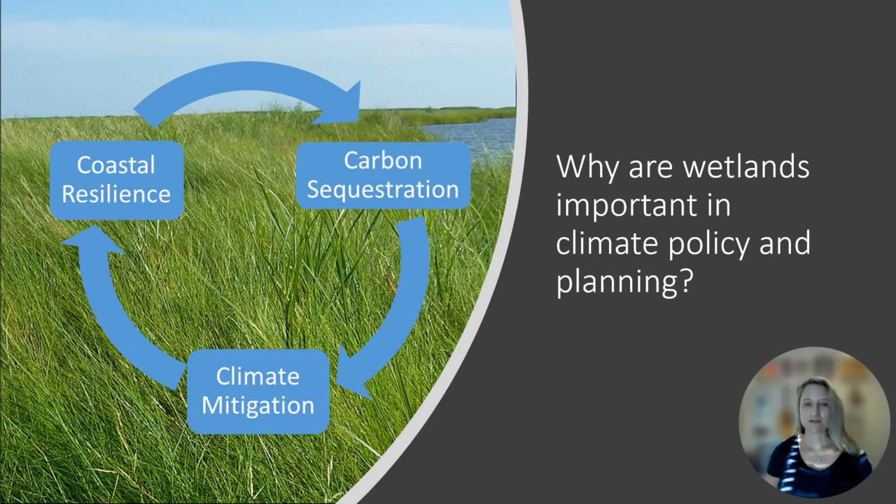So coastal wetlands are important to climate policy and planning simply because they can sequester large amounts of carbon. In healthy wetlands, regular tidal flooding leads to soil carbon accumulation deep in the soil, and this carbon is effectively sequestered and stored there because of very low rates of decomposition in these flooded environments. And so carbon sequestration can help to mitigate climate impacts by reducing greenhouse gas emissions.